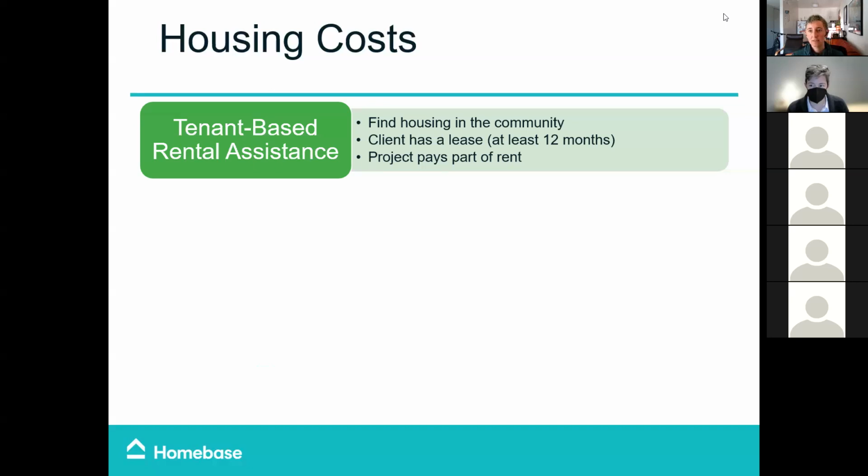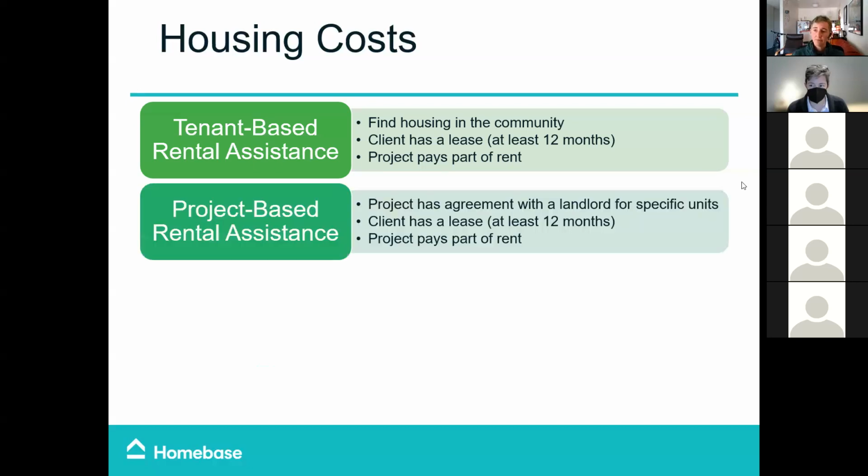One of the key things in this type of rental assistance is, of course, it follows the client, right? So the client and the project have to do a housing search. They have to engage landlords. They have to apply for a unit and be accepted in order to rent that unit. And then the project is helping the client pay for that particular unit.